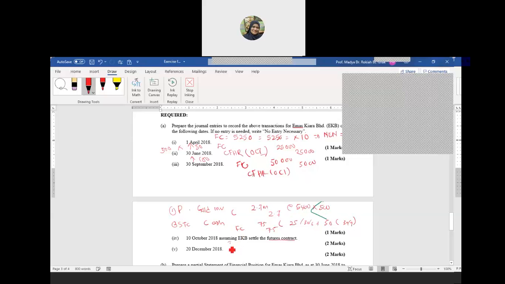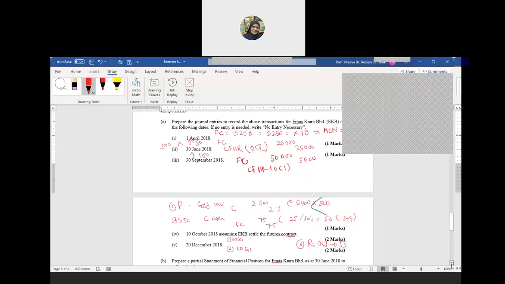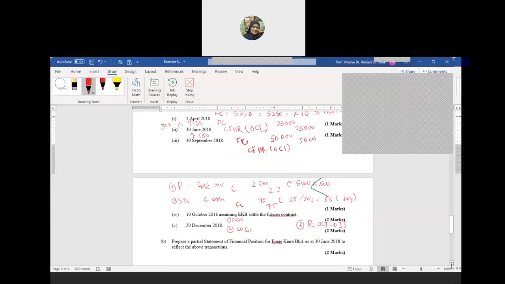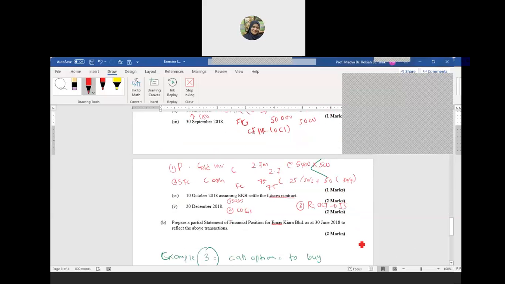The first one is the sales, the next one is the COGS, and the third one is a reclassification. Reclassification means that you transfer from other comprehensive income to your income statement. Can any of you prepare the first journal entry, to record the sales? You're going to debit cash and credit sales revenue. The amount here is 6 million.